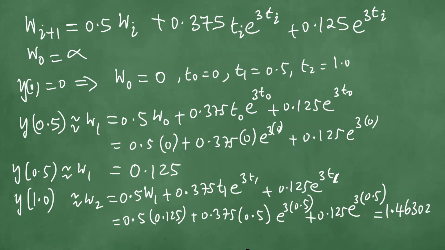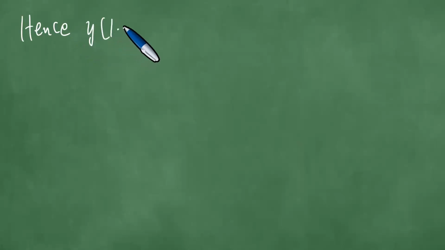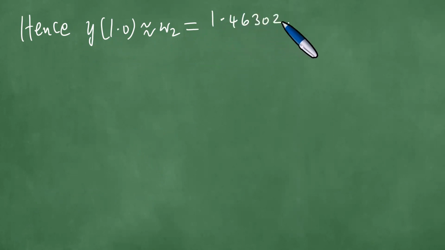1.46302, like so. And this is 1.0, approximately W2. Right, so with that said, we got the estimate. Because now the question was, in other words, hence, W of 1.0 is approximately W2, which is what we just got, 1.46302.